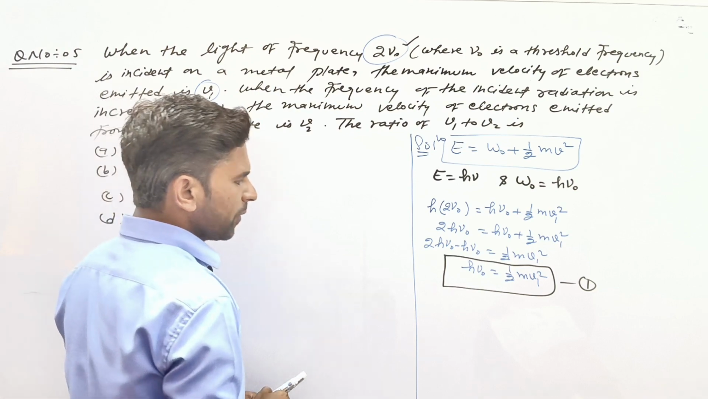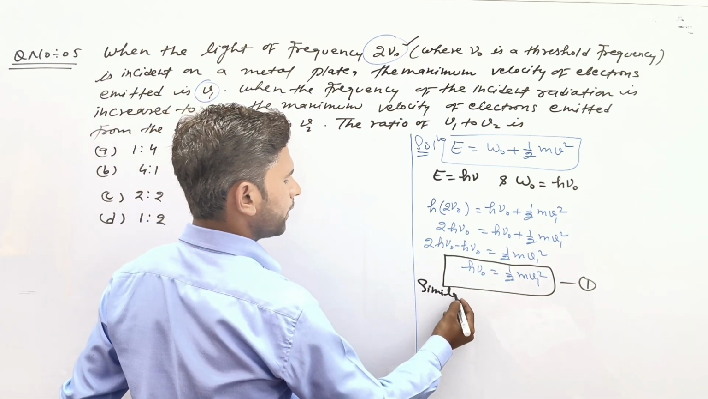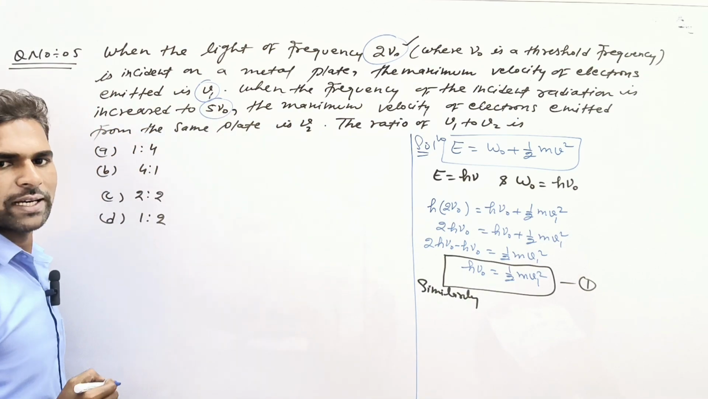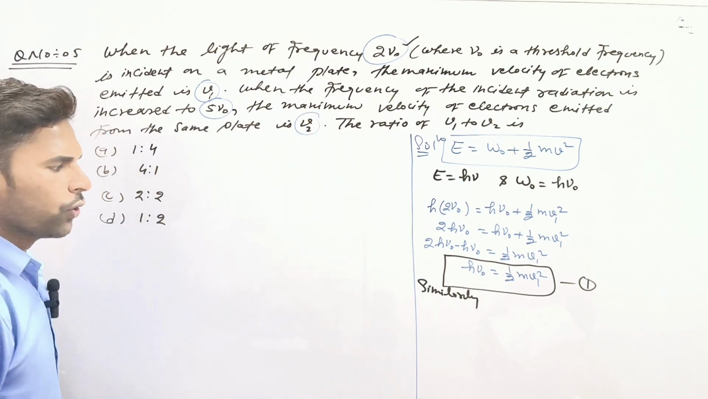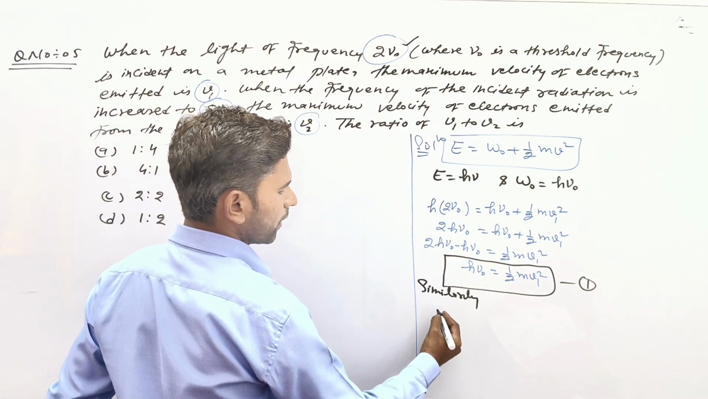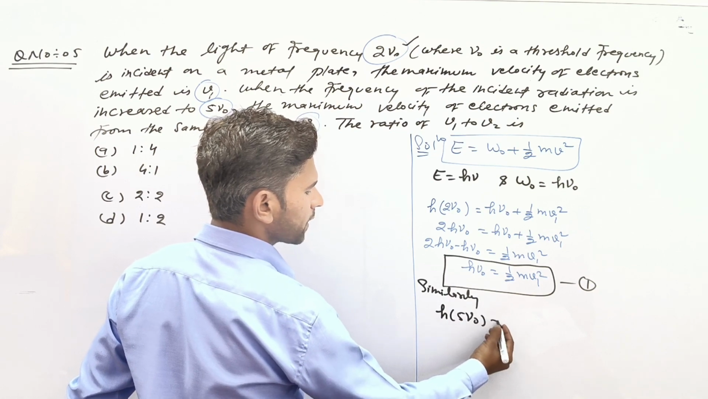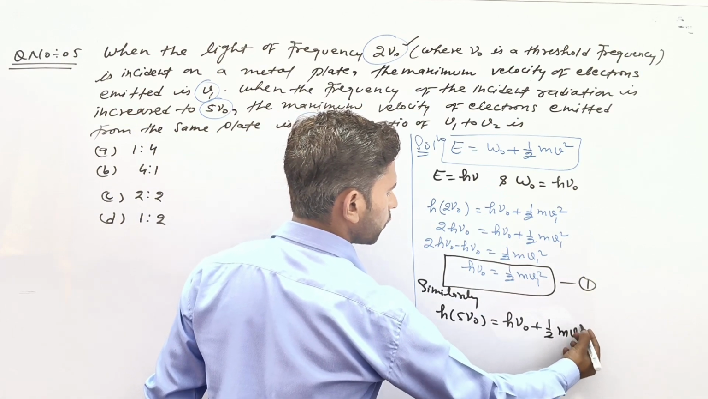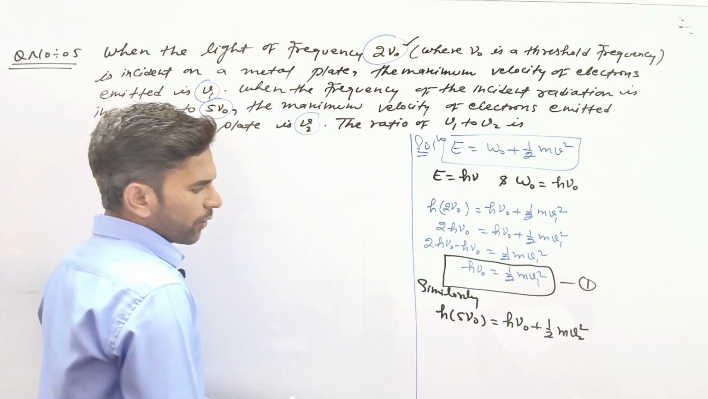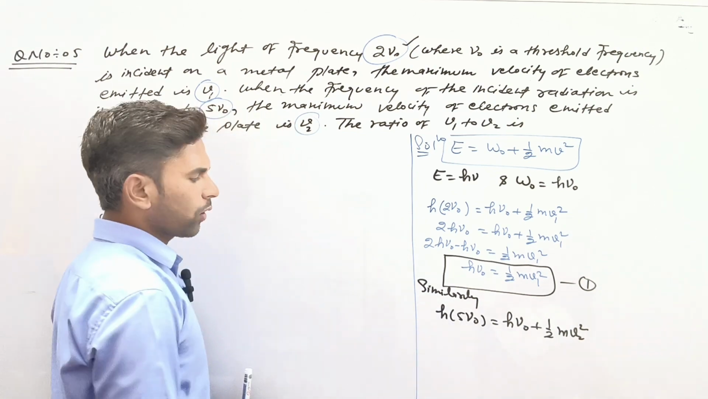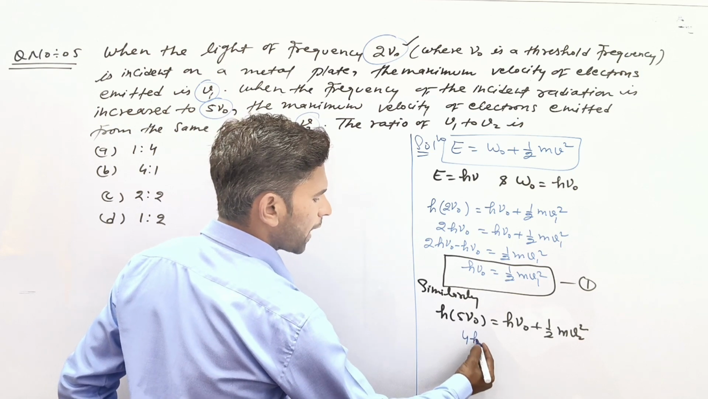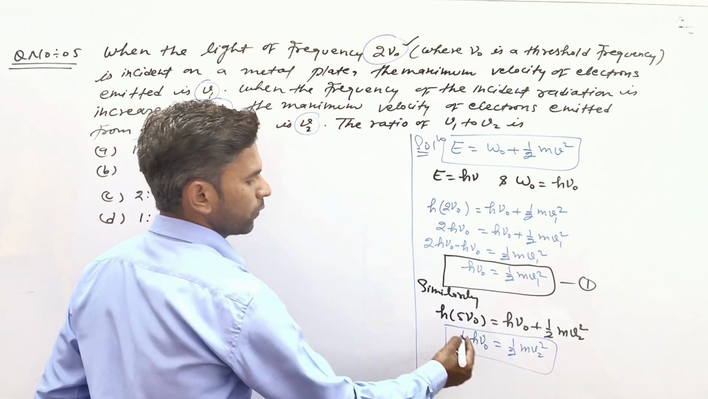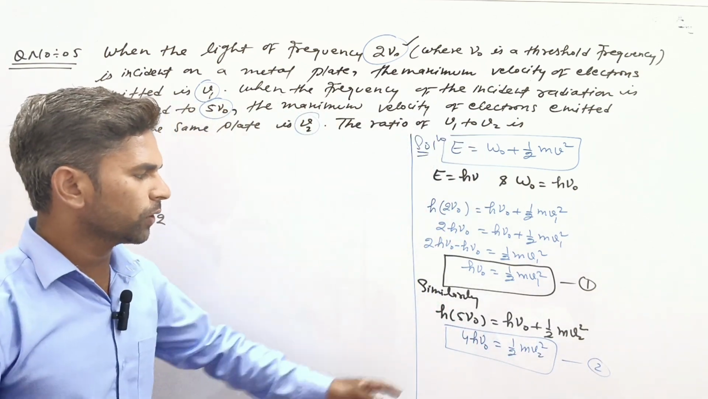Similarly, if you apply the second condition, meaning 5 nu naught, the second frequency condition and second velocity condition, you will write the second equation. You can write h 5 nu naught is equal to h nu naught plus half m v2 square. Similarly, 5 h nu naught minus 1 h nu naught, when you move this to the other side, you get 4 h nu naught is equal to half m v2 square. So you get the second equation. So two equations you get.